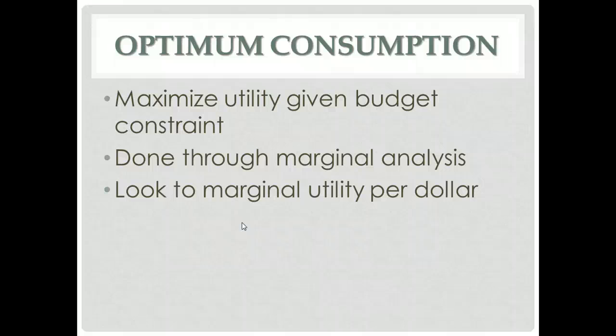I don't care about total utility. I just want to know what's going to give me the most additional happiness for every dollar that I spend. And whichever good has the higher marginal utility per dollar is the good that I will buy. And I'll keep buying that good until its marginal utility per dollar spent is either equal to the other goods or less. So let me give you an example.